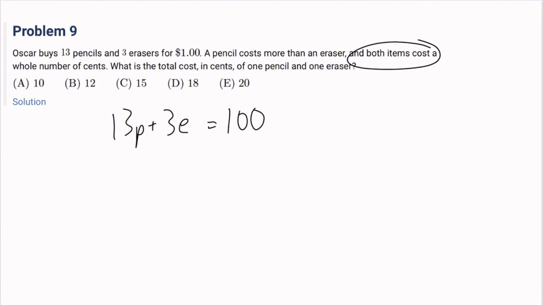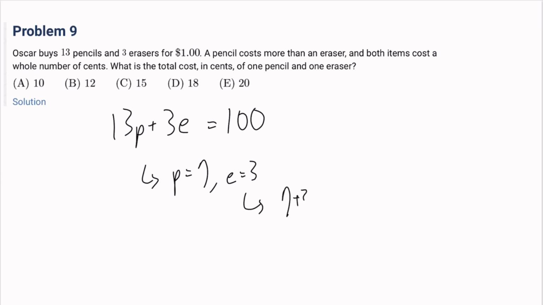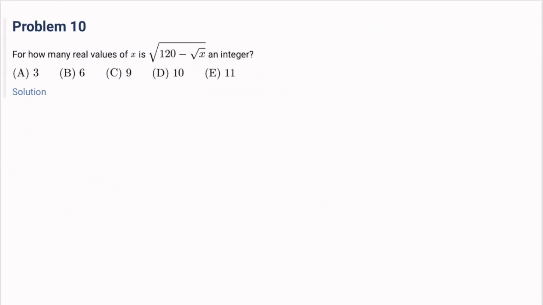And then it just said that both items cost a whole number of cents. So we just have to do a little casework here because we just have to figure out integer values of P and E. So if we do that, we will see that P equals 7, and then that will give us E equals 3, right? So the total cost in cents of one pencil and one eraser, that's going to be 7 plus 3, which is 10, right? So 10 is the answer. It's A.